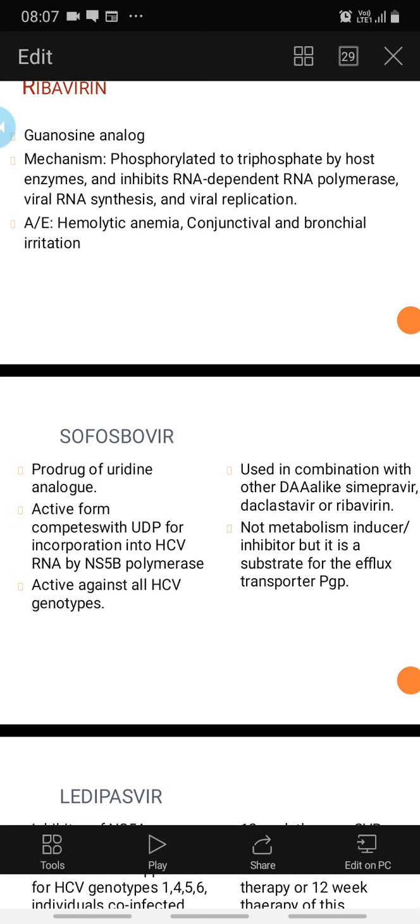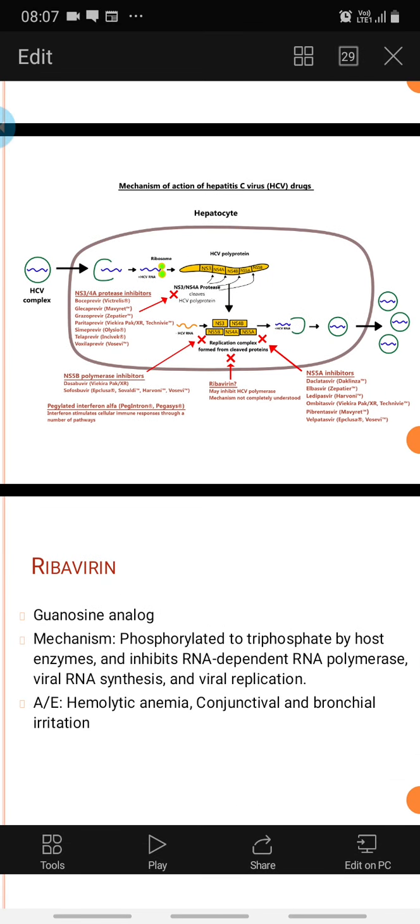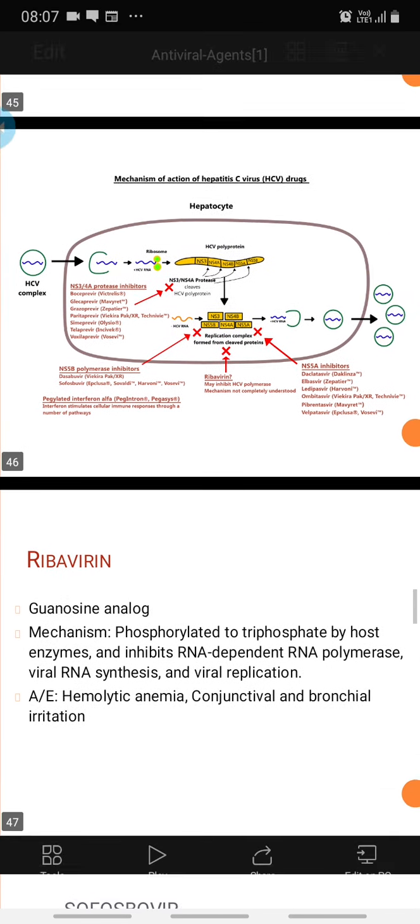It is not a metabolism inducer or inhibitor, but it is a substrate for the efflux transporter P glycoprotein. So, as it is a substrate for P glycoprotein, it can cause efflux of some drugs from the virus-infected cell, and that may cause drug interactions. So the active form competes with UDP for incorporation into HCV RNA by NS5B polymerase. So, if you see the picture, sofosbuvir is an NS5B polymerase inhibitor. Okay.